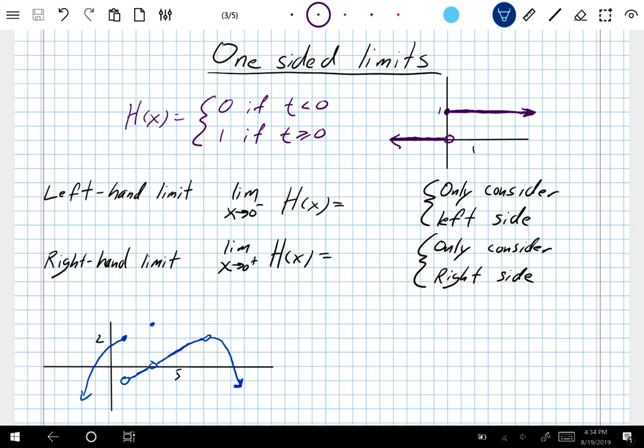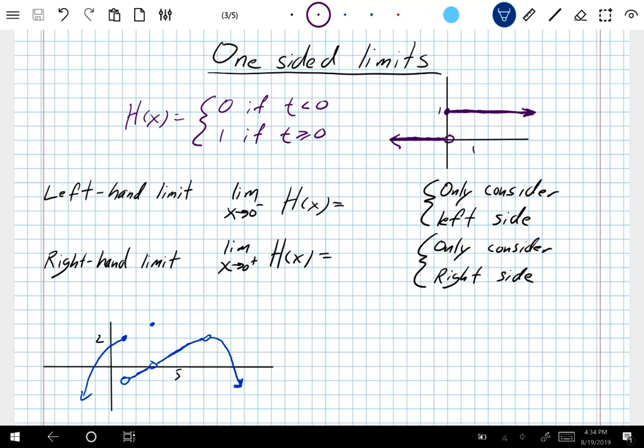Okay. And what this means, this left-handed limit, with that little negative there, means only consider the left side. I don't care what's happening with numbers, in this case, bigger than 0. I only care about numbers to the left of 0. And the right-handed limit is saying only consider the right side. Okay. And notice neither of them care what happens at 0. Limits always ignore that actual x value. But just consider the right side.